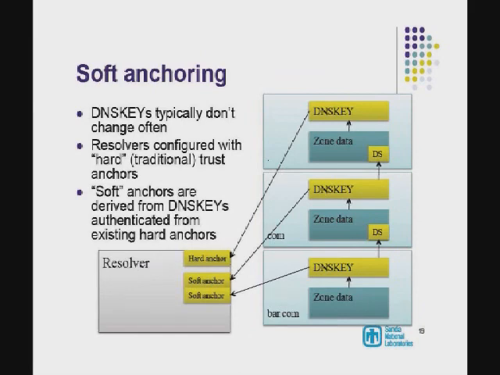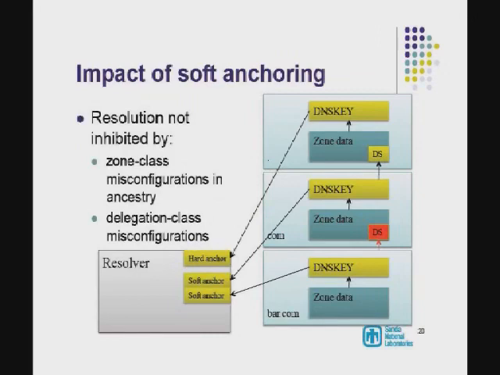In the diagram here you can see that the resolver has its trust anchor at the root, but has also learned what we call these soft anchors further down. The idea behind this is that if for some reason there's a break in the chain, such as this break between com and bar.com because of a bad KSK rollover, and your resolver has learned and maintained this soft anchor, then it's not going to be inhibited by zone class misconfigurations above where that's anchored, and also delegation class misconfigurations in this particular example.